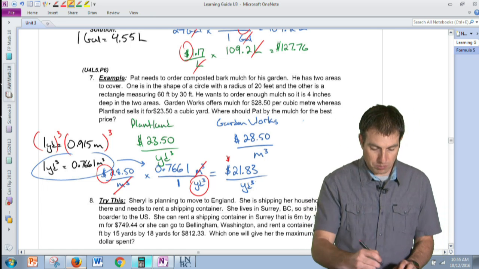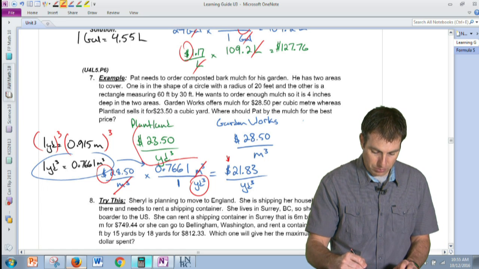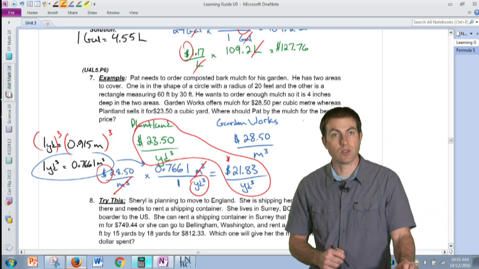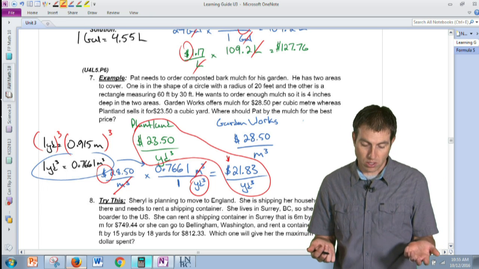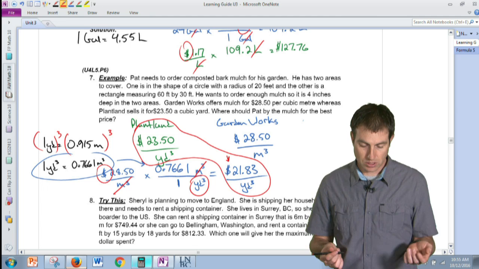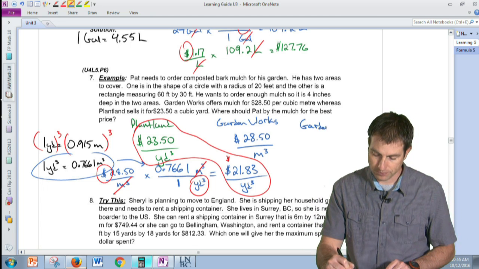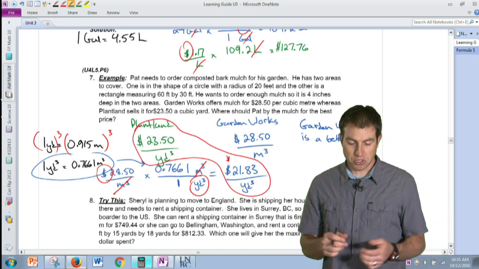All right, so now we can compare these two values. This was $23.50 per yard cubed, and this is $21.83 per yard cubed. So the question asks, which one's a better deal? Well, I'd rather pay $21 than $23, so GardenWorks is a better deal. Just cheaper.